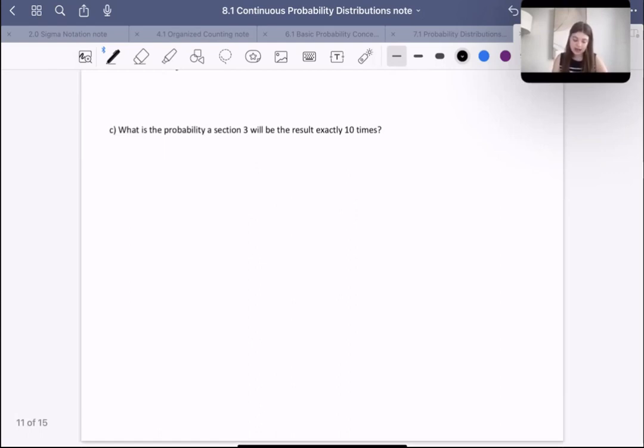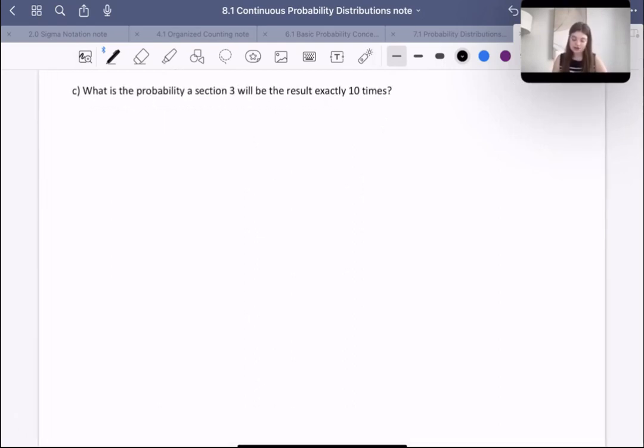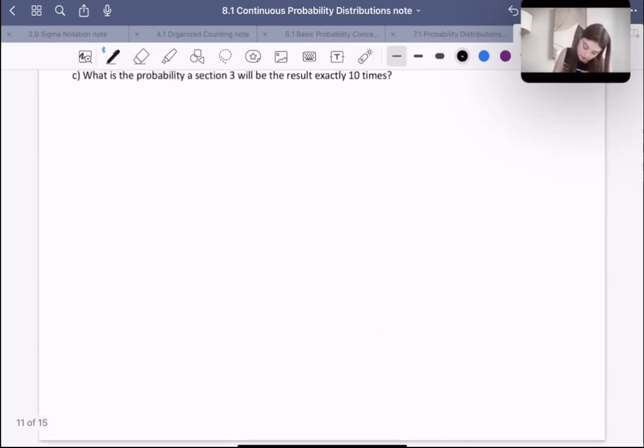Letter C asks, what is the probability that a section 3 will be the result exactly 10 times? Okay, so in this case, although we could use the approximation, we don't have to. I'm going to here because I know that that's what this lesson is about, getting used to using it, so let's do that. So the probability that x is equal to 10 is equal to the probability that it's between 9.5 and 10.5.